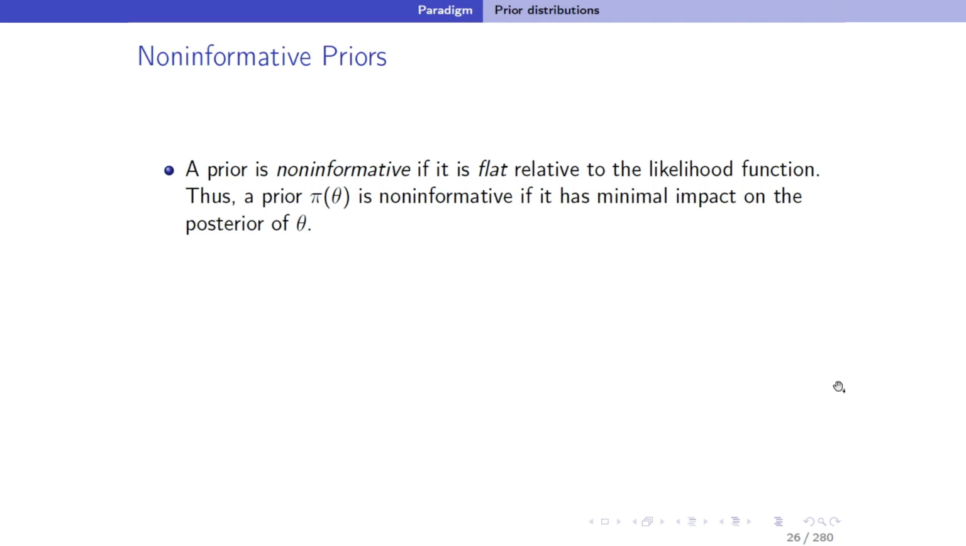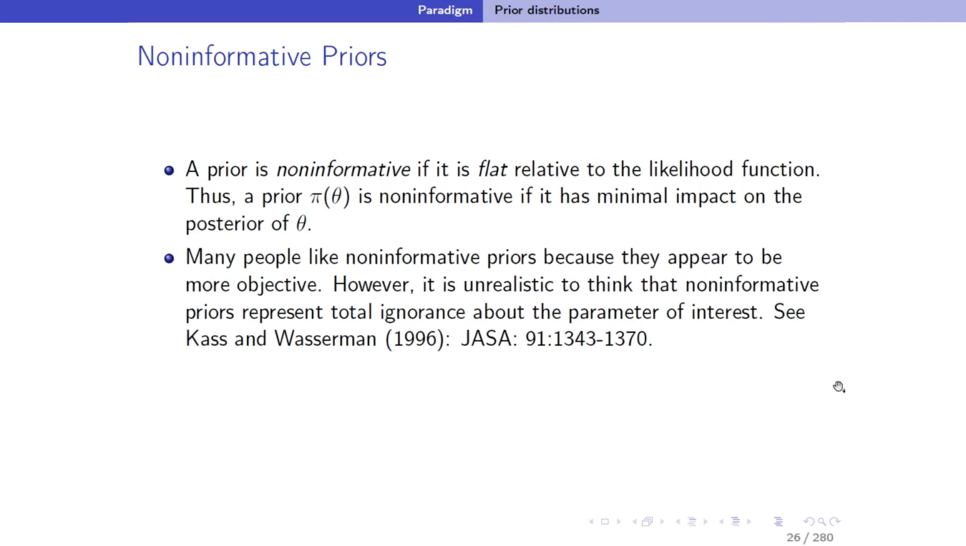A non-informative prior. A prior is non-informative, and it has a very vague definition; we'll see why the definition is vague. A prior is non-informative if it's flat relative to the likelihood function, and the desire is to have minimal impact on the posterior of theta.